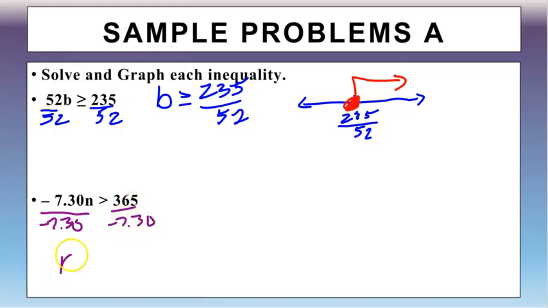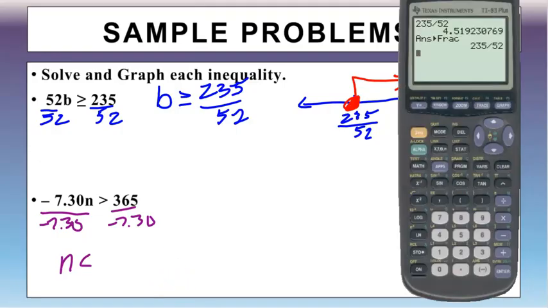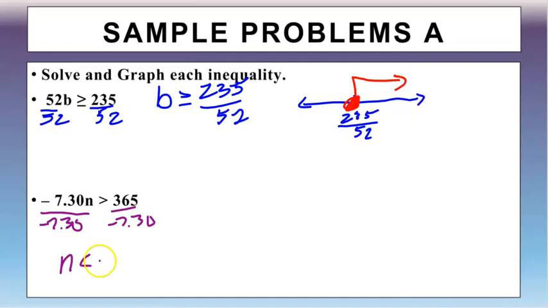And now I'm left with n. And because I'm dividing by a negative, I have to flip the symbol. So now it's going to be less than or equal to. And then we're going to grab our calculator. And we have 365, and we're going to divide that by negative 7.3. And that gives us negative 50. So for this one, we would have n is less than negative 50.